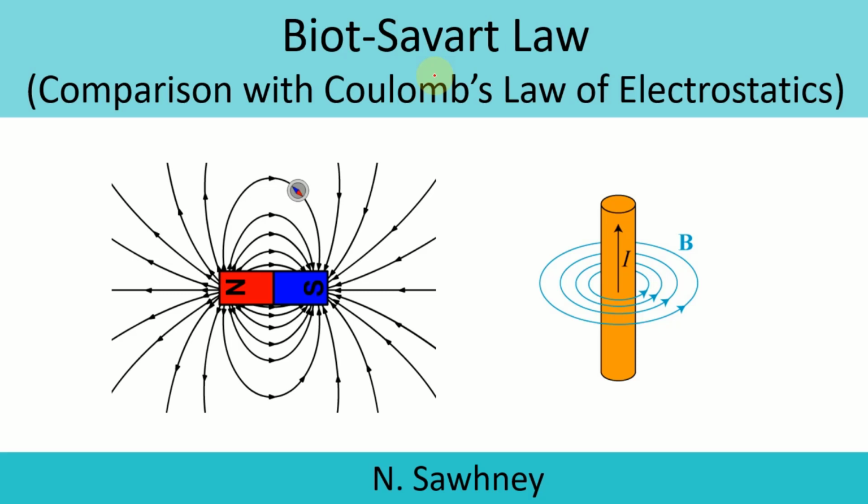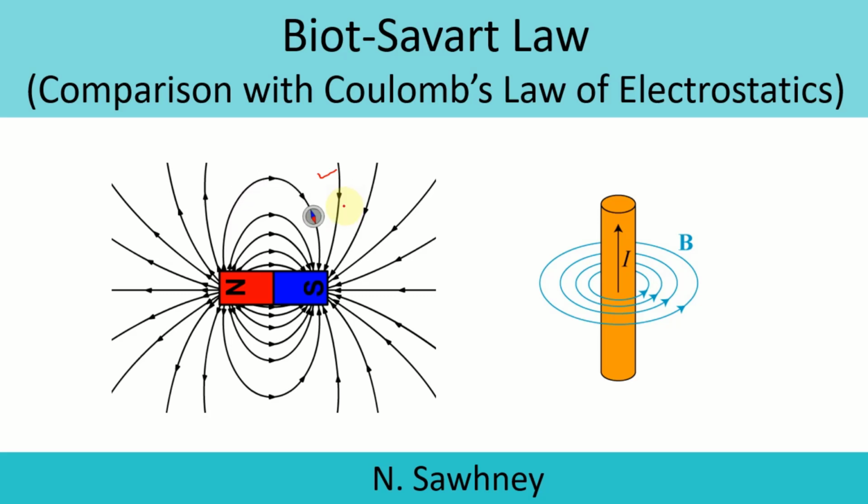Hello students, in this video I am going to explain the Biot-Savart law and its comparison with Coulomb's law of electrostatics. We know that Oersted found experimentally that a current carrying conductor produces a magnetic field around it, just as a magnet. In the same year, in 1820, French scientists Biot and Savart studied the magnetic field produced by current carrying conductors and gave this law to determine the magnitude and direction of the fields so produced. This law is known as Biot-Savart law.